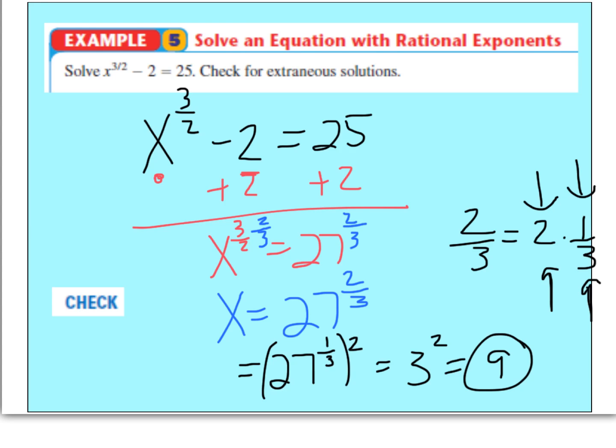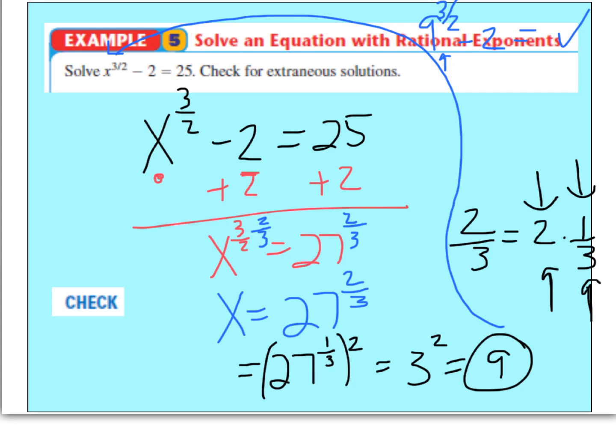Now, if you haven't watched the video on extraneous solutions yet, they do want us to check for extraneous solutions. That just means put 9 back into here and make sure it actually works. These types of equations can give you false answers, meaning you get a numerical value, but when you check it, it actually doesn't work. So that would mean there really is no solution. If we put 9 into here, it would look like this, 9 to the 3/2 power minus 2. This would be the square root of 9, which is 3. 3 cubed is 27, minus 2 is 25, so this does work.